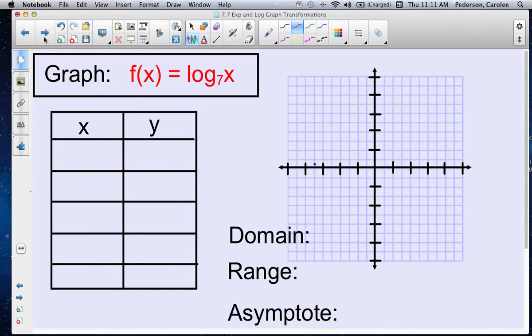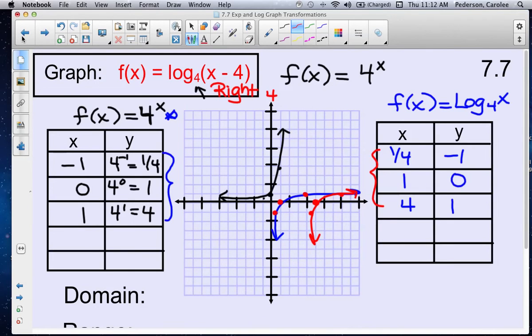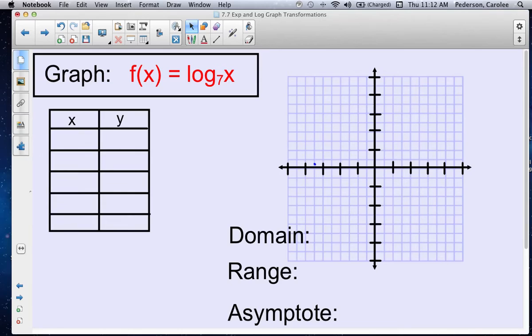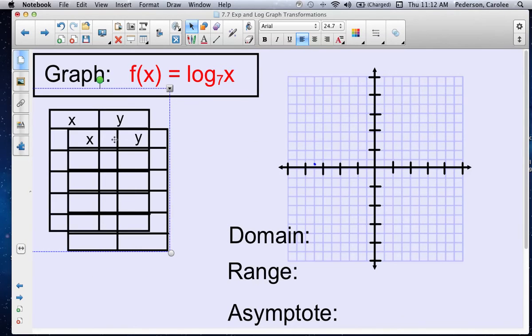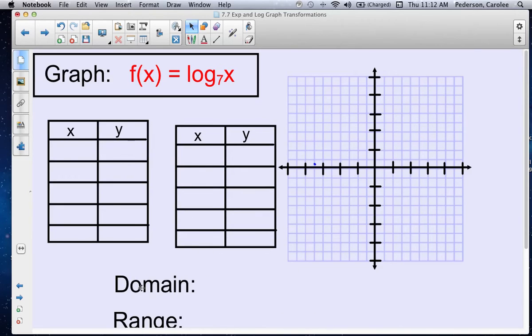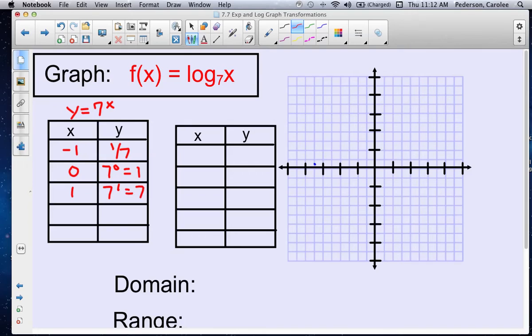Our last problem that we're going to graph is just what happens if you have a base 7 logarithm. So if you have a base 7 logarithm, just like this logarithm of base 4, you want to graph its inverse function first. I'm just going to make this a little bit smaller. Alright, so what would be the inverse function? Its inverse function would be 7 to the x power. So let's find 3 ordered pairs. 7 to the negative 1 would be 1/7. 7 to the 0 would be 1. And then 7 to the 1 would be 7.